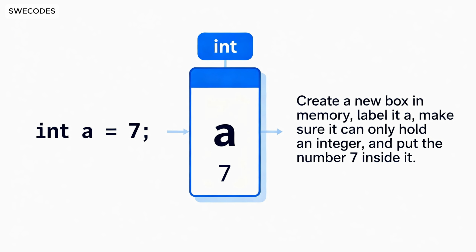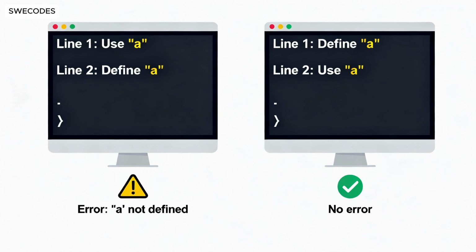Here's the problem. Computers are incredibly fast, but they are not psychic. They execute your code sequentially, one line at a time, from top to bottom. At line 1, you asked it to use the value in box a. But at that exact moment, the computer has no idea what it is. You haven't built the box yet. It stops and throws an error, effectively saying, "What is a?" You never defined it. So, how do we fix it?